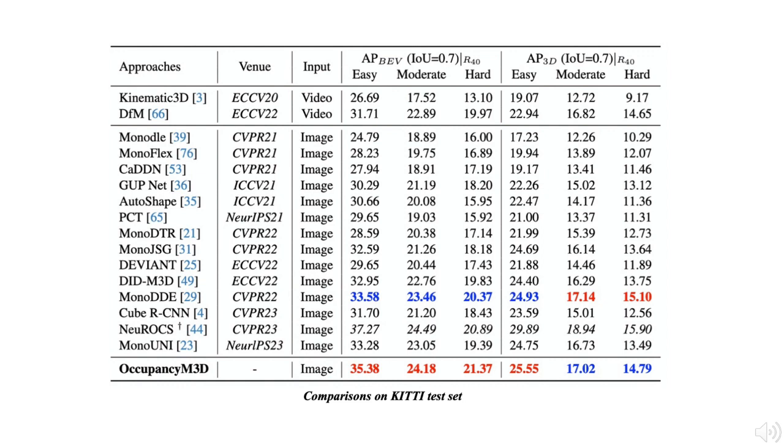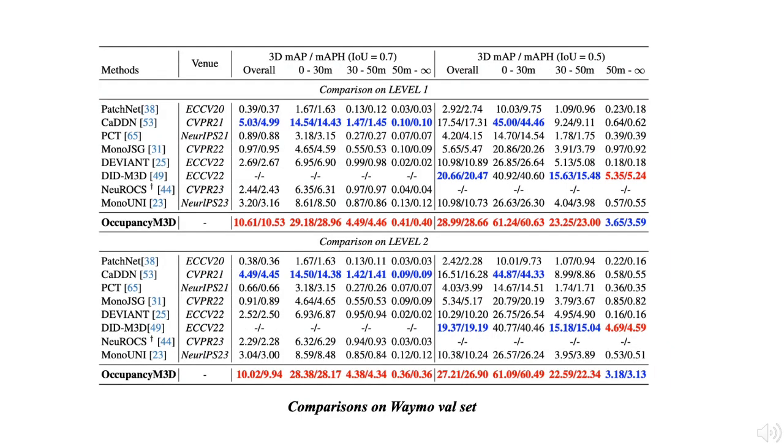This is the comparison on the KITTI test set. The red refers to the highest result and blue is the second highest result. Our method achieves state-of-the-art results. This is the comparison on the Waymo dataset. The red refers to the highest result and blue is the second highest result. Our method also achieves state-of-the-art results.